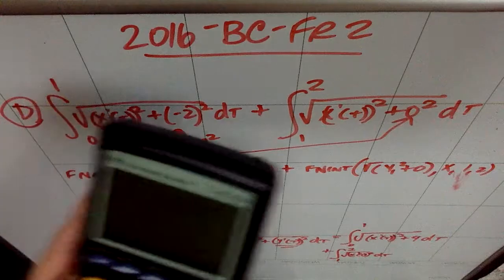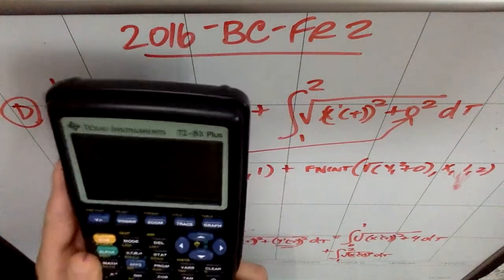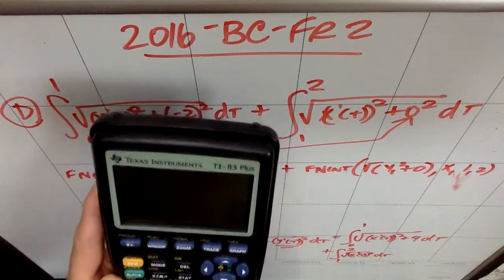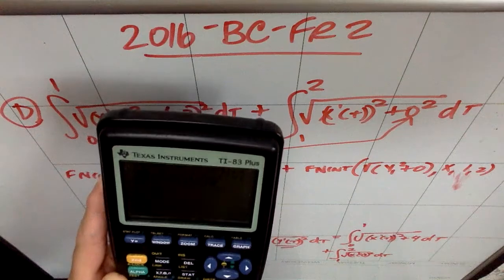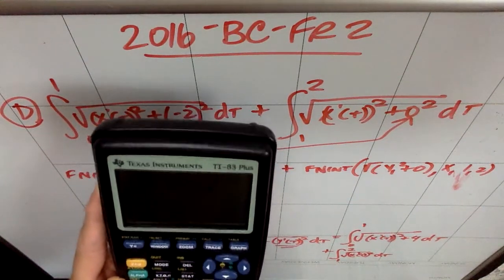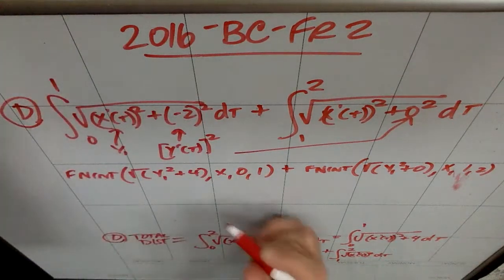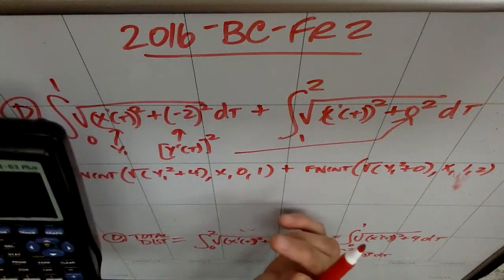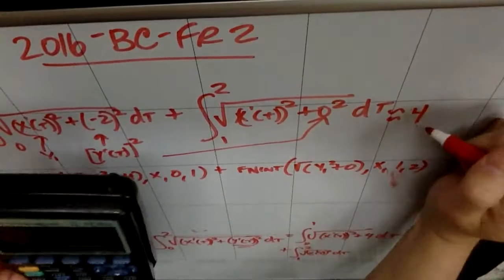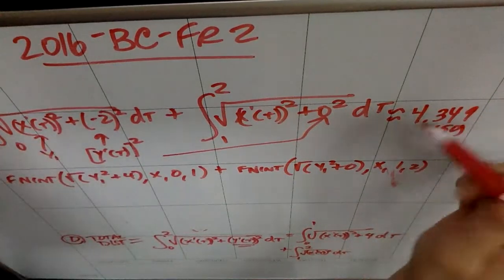Okay, so let's double check that real quick. It's a whole big mess, but let's double check. So function integrate, the square root of my x prime squared plus 4, with respect to x from 0 to 1, plus function integrate, the square root of my y1, my x prime squared, plus 0 with respect to x from 1 to 2, and I hit enter after all of that craziness, and I get 4.349 or 350. Either of those are fine.